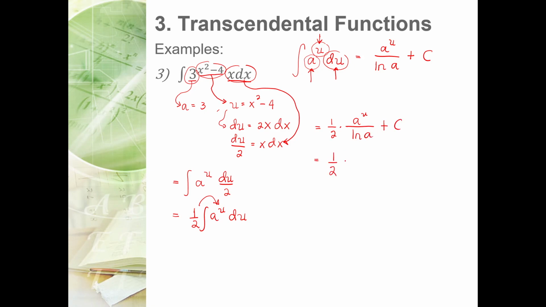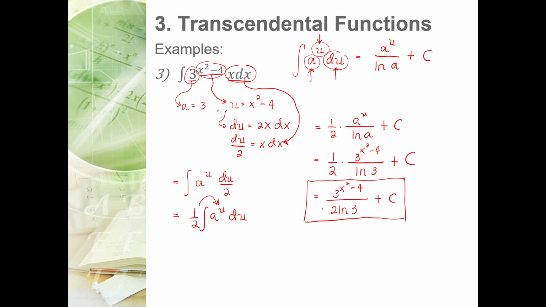So bringing back the value of your a and u parameters, that's 3 raised to x squared minus 4 all over ln 3 plus c. So combining 1/2 with the answer, 3 raised to x squared minus 4 all over 2 ln 3 plus c. Okay, so notice that your denominator can further be simplified, but I'll be accepting this answer.